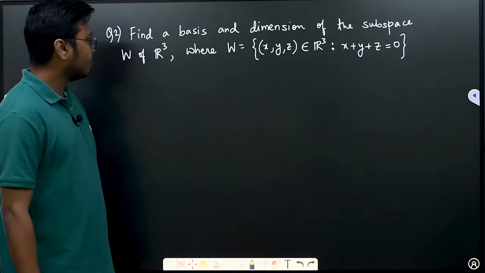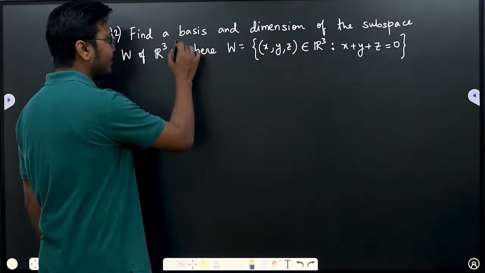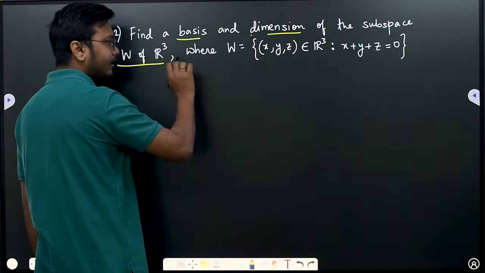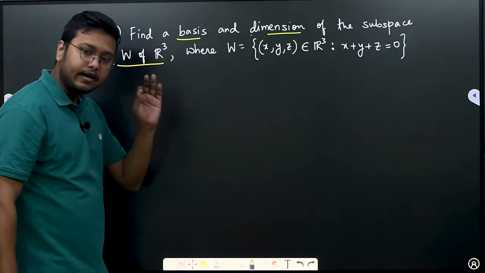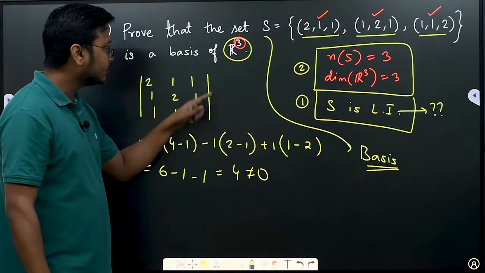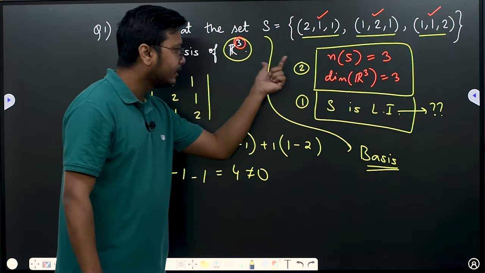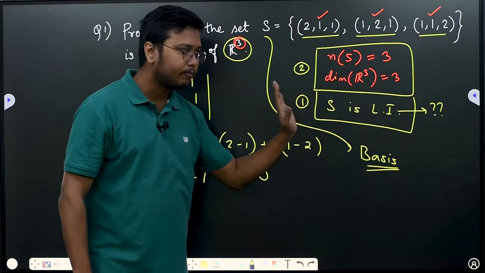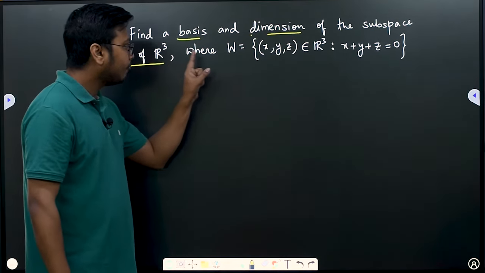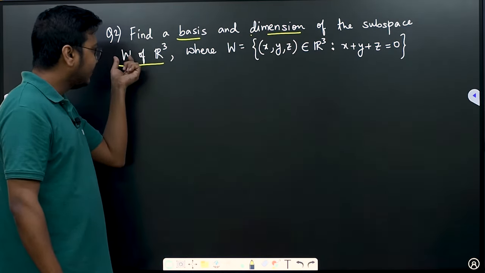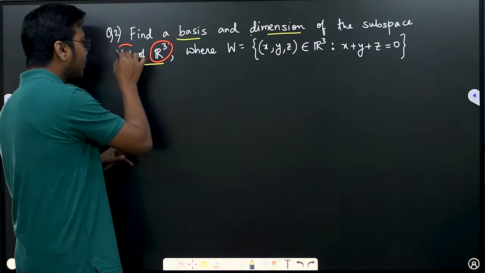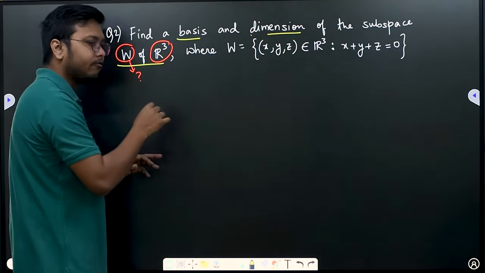Okay, so let's go to another question. It's saying that find the basis and dimension of the subspace W of R3, where W is defined in this manner. Now, how is this problem different from the previous one? In the previous one, we knew that the dimension of our vector space is 3. We knew from beforehand because it was R3. But now here the problem is, we have to find the basis of W, which is a subspace of R3. We know that the dimension of R3 is 3, but we don't know anything about the dimension of W.